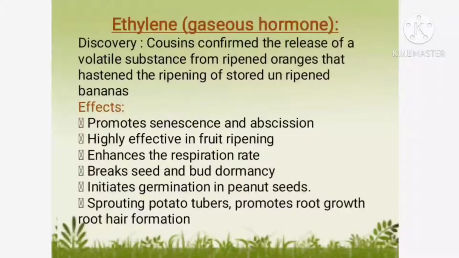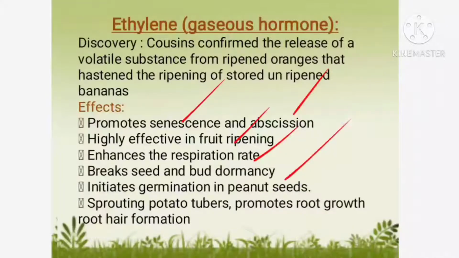What are its functions, its effects? It promotes senescence. It is an inhibitor, so obviously it helps in the faster death of the plant, as well as abscission, meaning dropping. After they die, they are detached from the plant. That is abscission. It is highly effective in fruit ripening, so fruit will become ripened very fast. It enhances the respiration rate, so the respiration rate of the plant will increase if you apply ethylene.